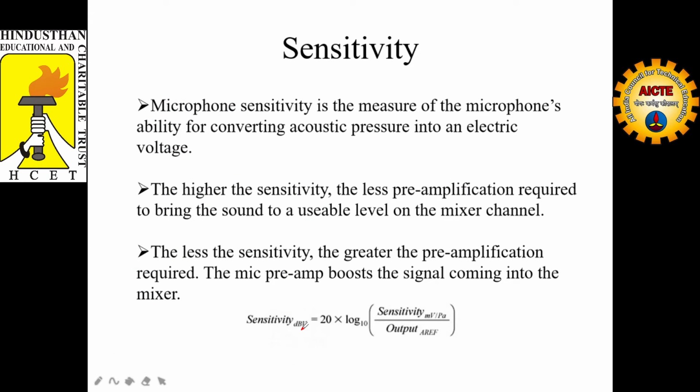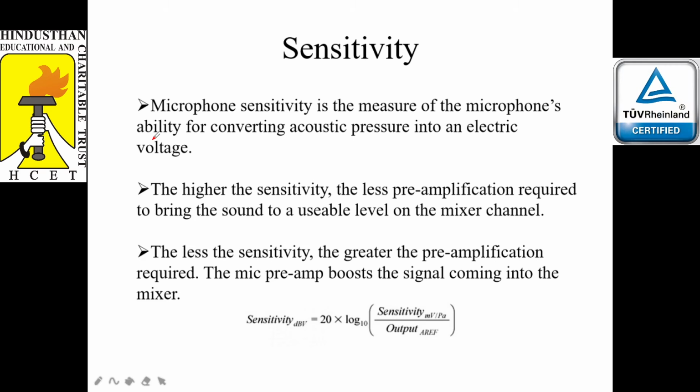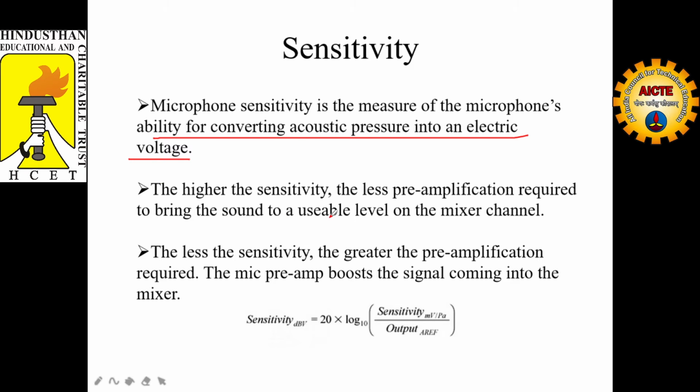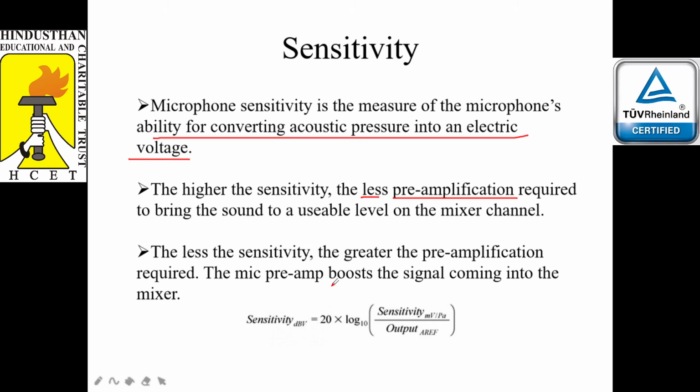Let's see about sensitivity. Generally, microphone sensitivity measures the ability of converting acoustic pressure into electrical voltage. That means how much sound can be reproduced as an electrical signal successfully. The advantage is that less preamplification is required when sensitivity is higher. That's a good advantage.